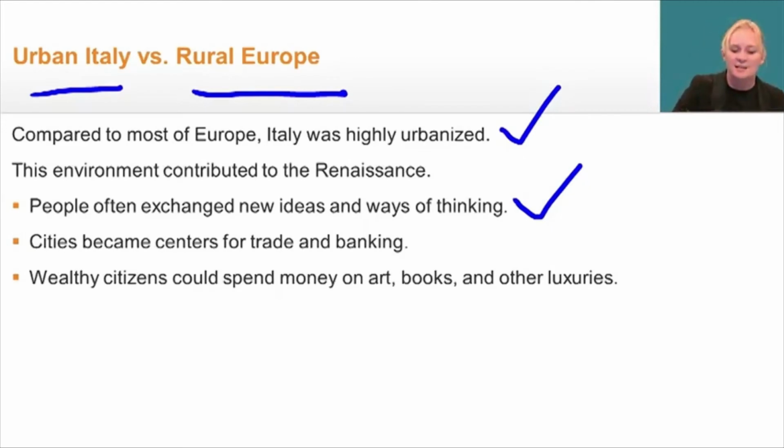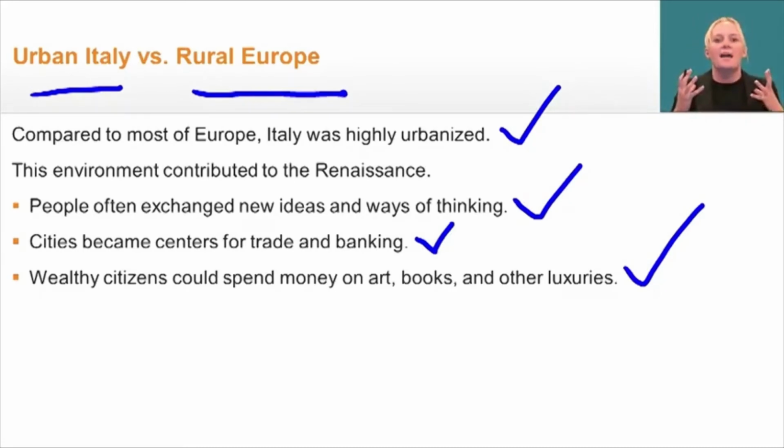Now, cities became centers for trade and banking. It increased their wealth and their ability to buy these pieces of art. Wealthy citizens could spend the money on art, books, and other luxuries and indulge in those things from humanism and naturalism. They were able to buy expensive and beautiful homes and take care of themselves as individuals. So wealth and these luxuries all contributed, along with the proximity of Italy itself, to becoming the new home for the Renaissance or the rebirth of classical ideas.